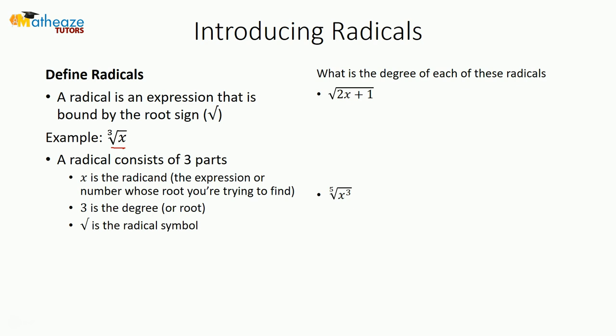Now look at these examples here. What is the degree of each of these radicals? Mathematically, whenever we don't have a number enclosed in this radical sign, we safely assume it's the same as a 2. So the degree here is 2, and here we have a 5, so the degree is 5.